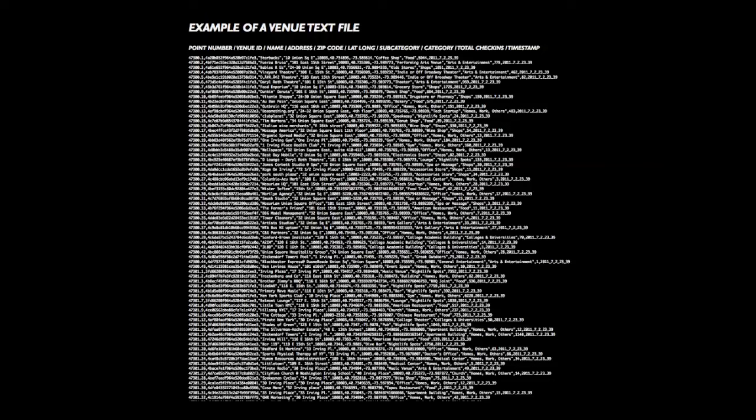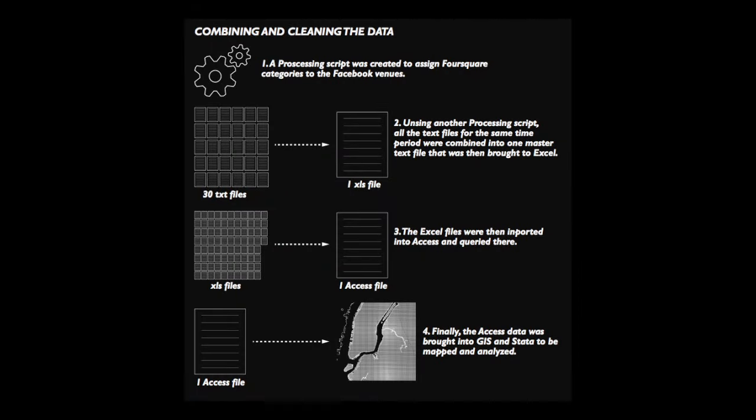Let me see if I can zoom in. This is how our response looked back then. I think it still looks more or less the same. So you have the name of the venue, Starbucks, address, coordinates, categories, and then number of check-ins and a timestamp. So we would compare number of check-ins now with number of check-ins in 2 hours, so you can see the activity. And then we would combine all of the different files into one main data set.